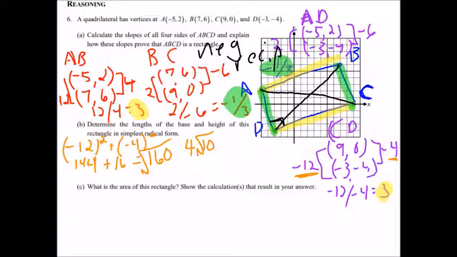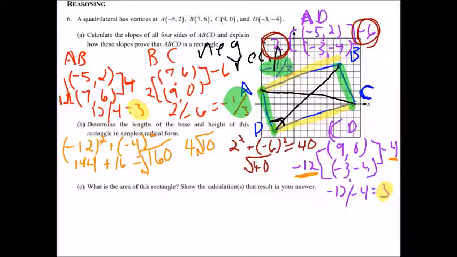All right, the other side, so the height, I'm going to use AD. So I'm going to use this 2 and this negative 6. 2 squared plus negative 6 squared. That's 4 plus 36. That's 40. So the square root of 40. So that's 2 radical 10 in simplest radical form.